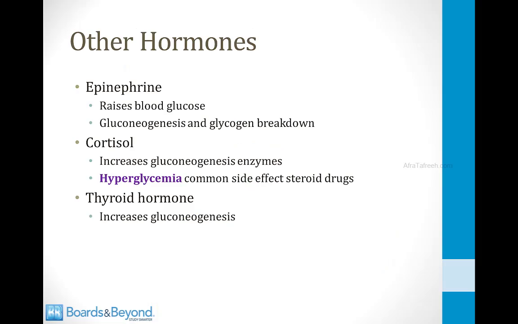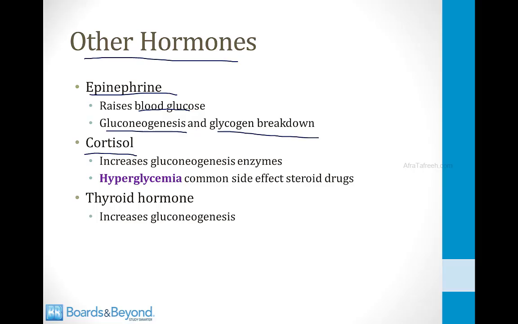Finally, I'll finish this module by mentioning some of the other hormones besides insulin and glucagon that can affect the process of gluconeogenesis. So epinephrine raises blood glucose levels as part of the fight or flight response, and it can activate gluconeogenesis as well as glycogen breakdown in order to do this.